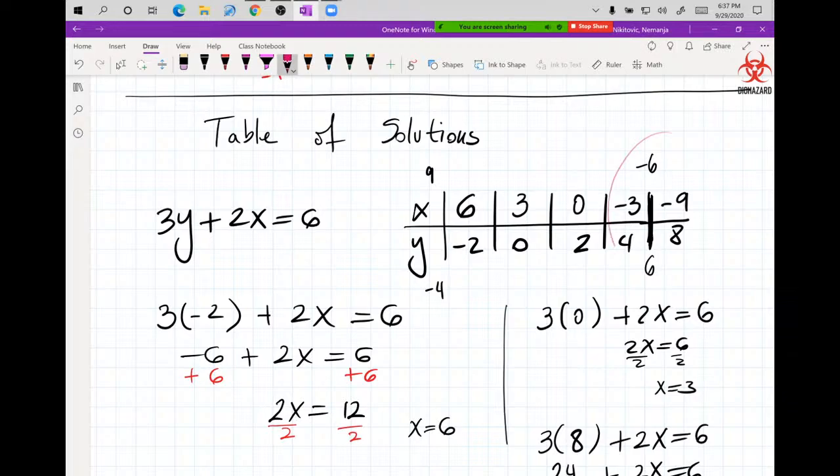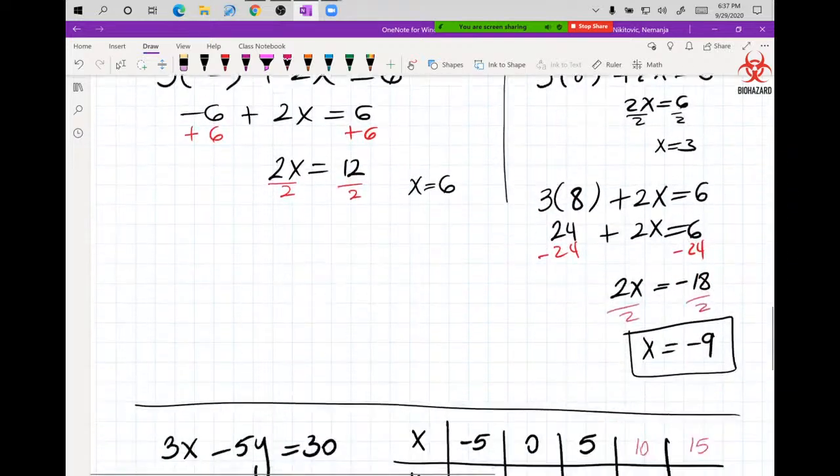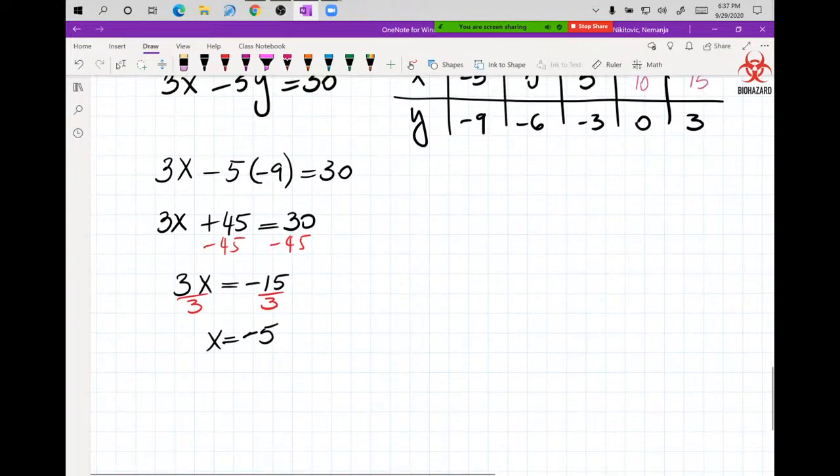And they did have a skip over here. They skipped a 6, which is why I wrote the wrong number up there, because I wasn't paying attention.